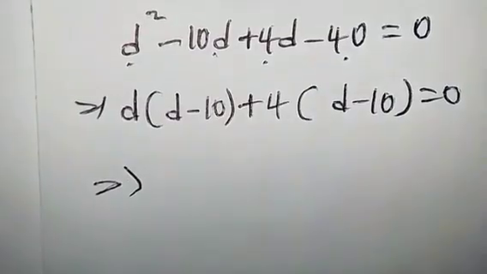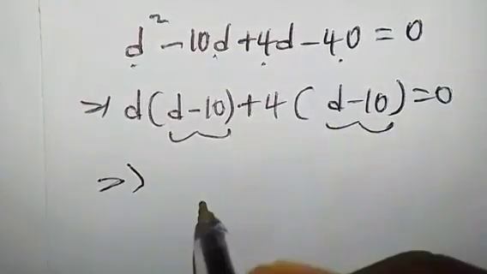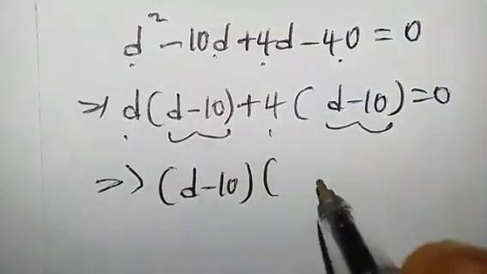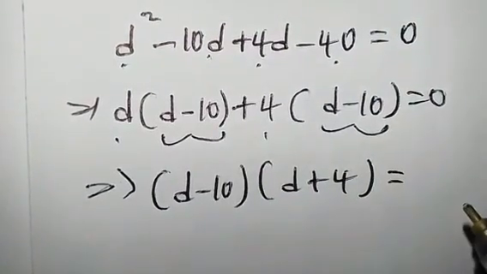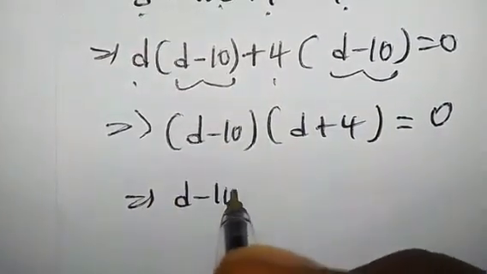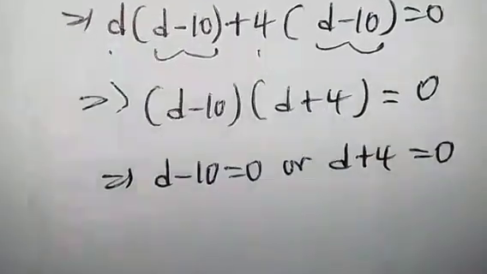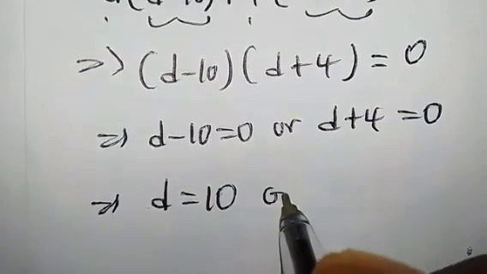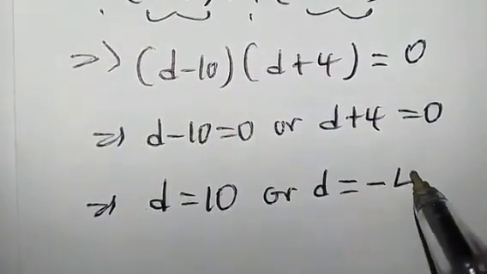This implies that d − 10 is common, and we can pull it out. So we have (d − 10)(d + 4) = 0. This means that d − 10 = 0, or d + 4 = 0. Clearly, from this line, d = 10, or from this line, d = −4.